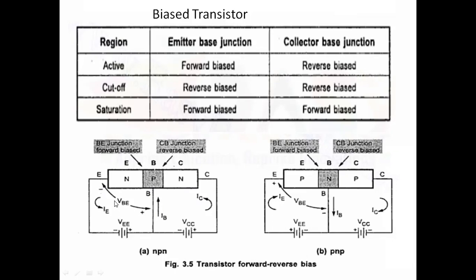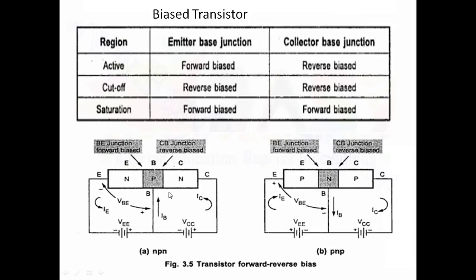We can say it is forward biased when the positive terminal is connected to the P side and the negative terminal is connected to the N side. If it is reversed, that is the positive terminal of the battery is connected to the N side and the negative terminal is connected to the P side, then it is reverse bias.